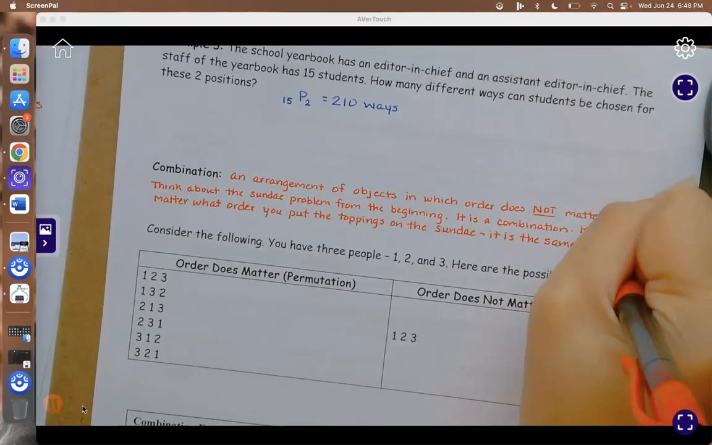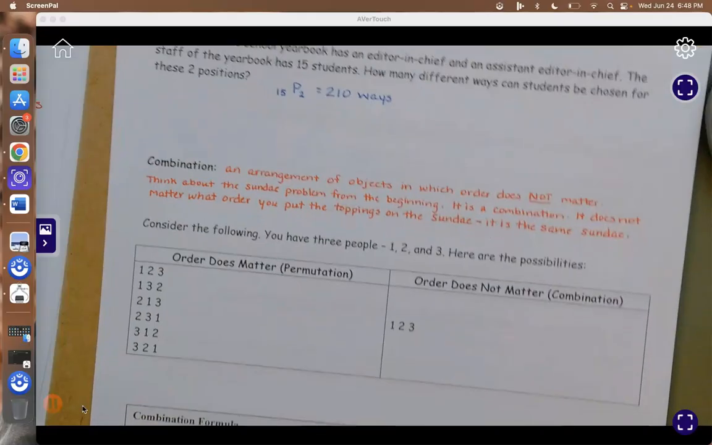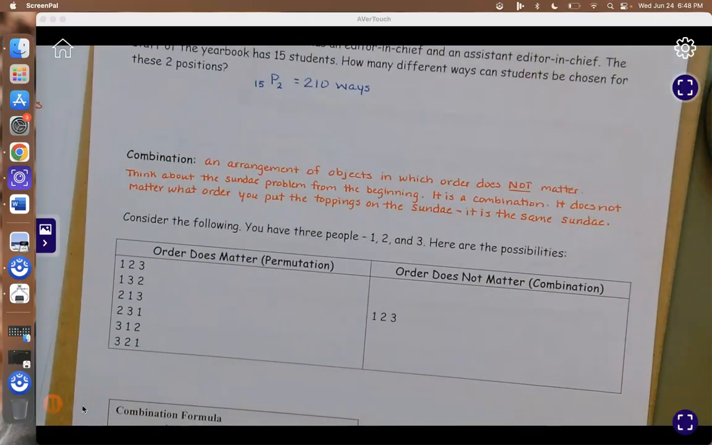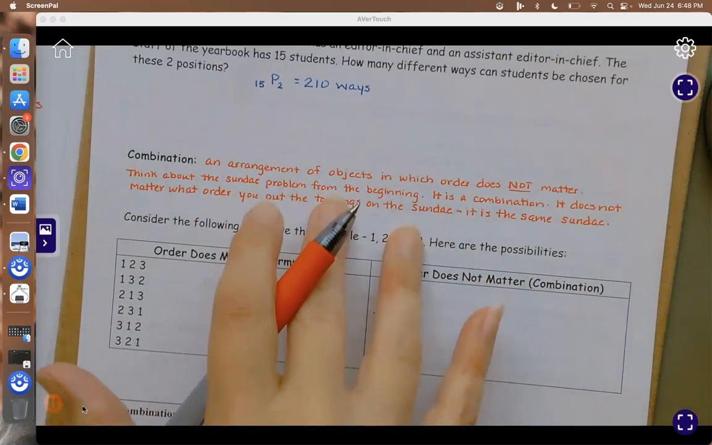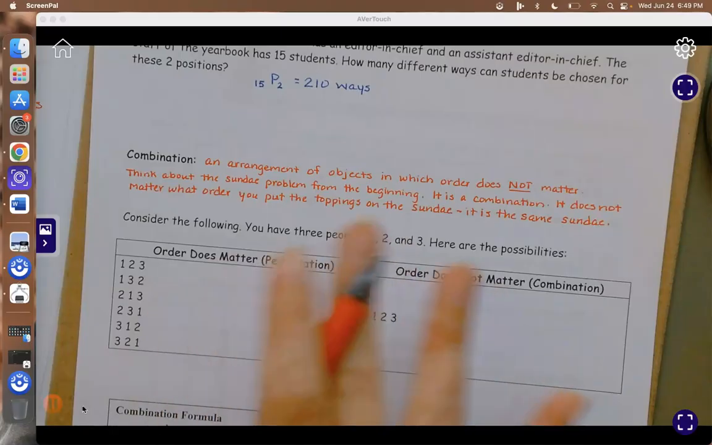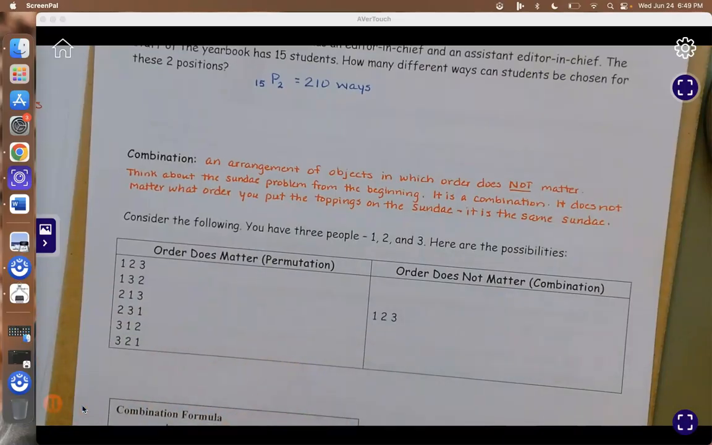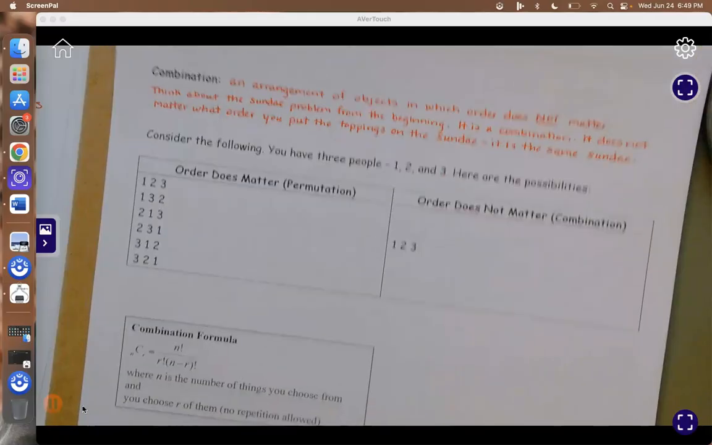Okay, now combinations are hard for people like me, and it may be for you too, because I have OCD, and with my OCD, everything has to be in order. Everything has a place, and everything has to be in order. So to me, the order in which you put the toppings on the Sunday does completely matter. But that's not for the average normal person.